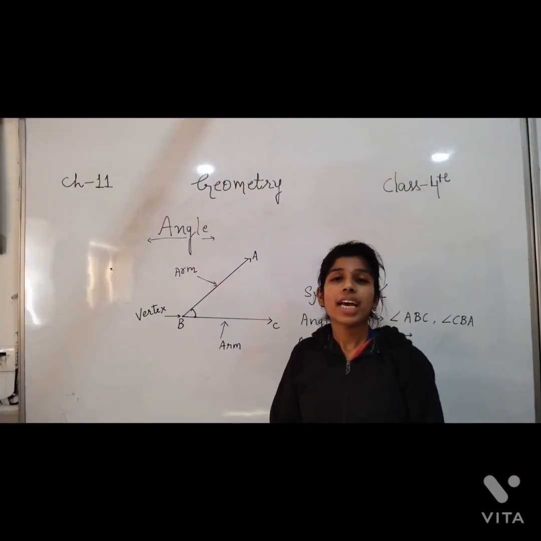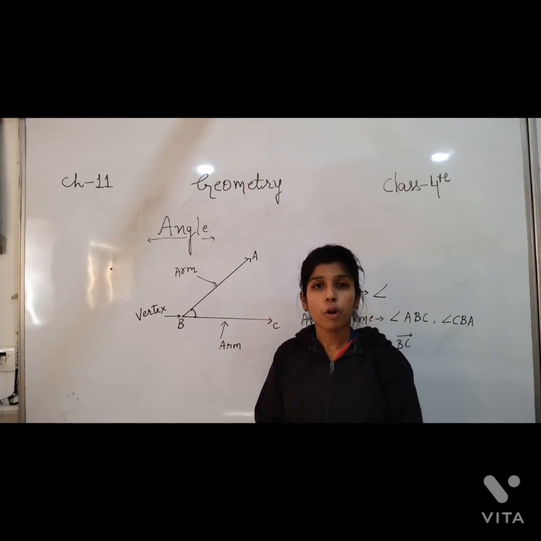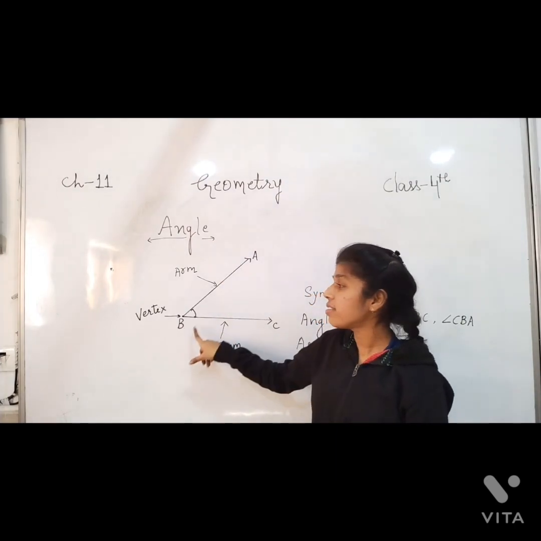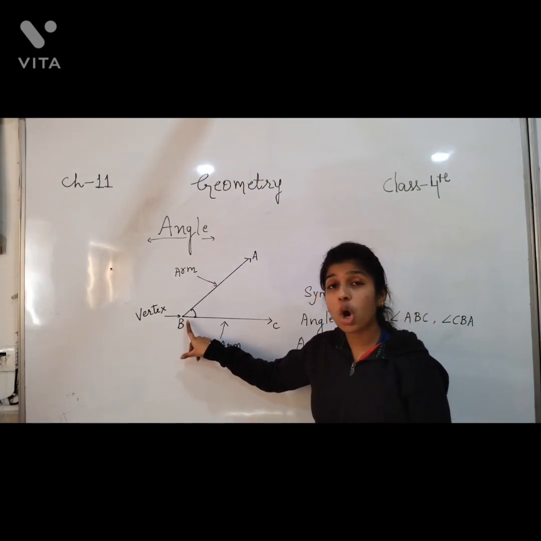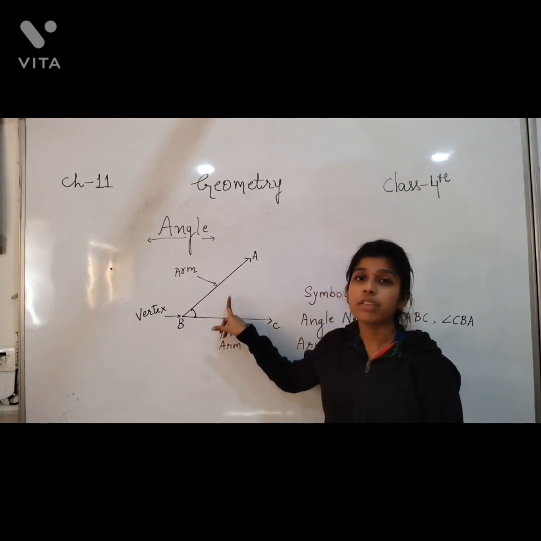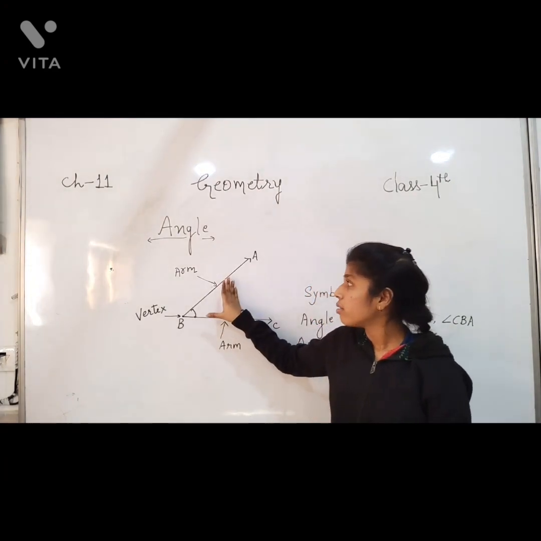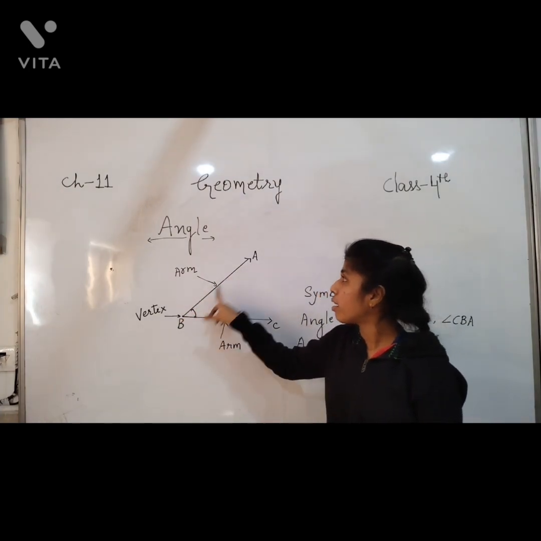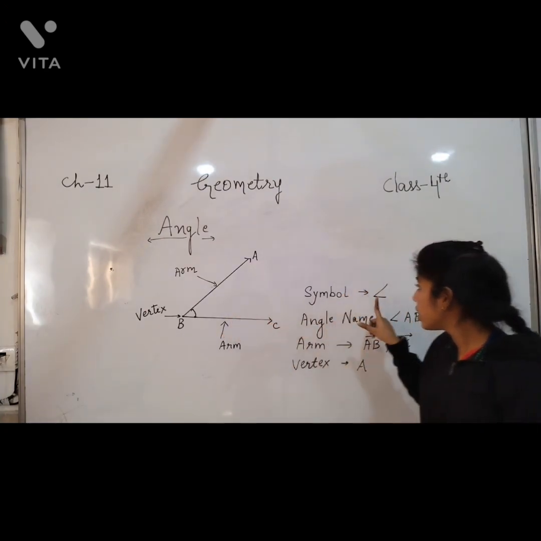Okay, so class, our fourth topic is angle. What is an angle? An angle is a figure that is formed by two rays that meet at a common point. As you see here, these are two rays AB and BC, and both meet at a common point B. This common point has a particular name, that is vertex. Where two rays meet, this point is known as the vertex. These are the arms of the angle, like arm AB and arm BC. The symbol of angle is this small symbol.